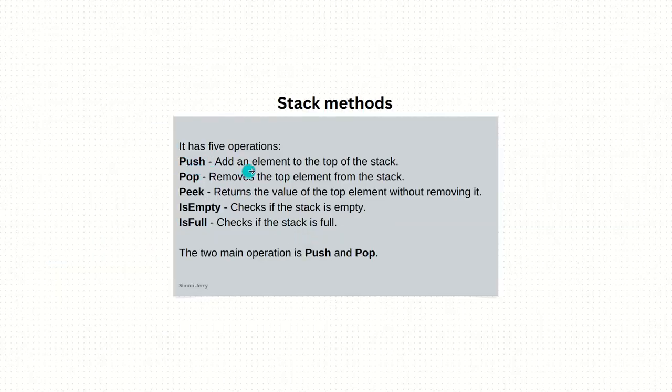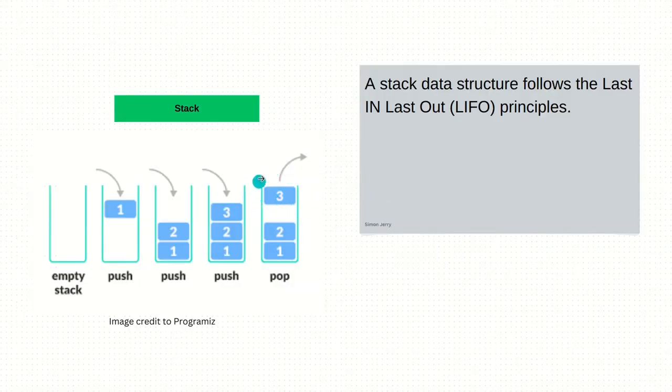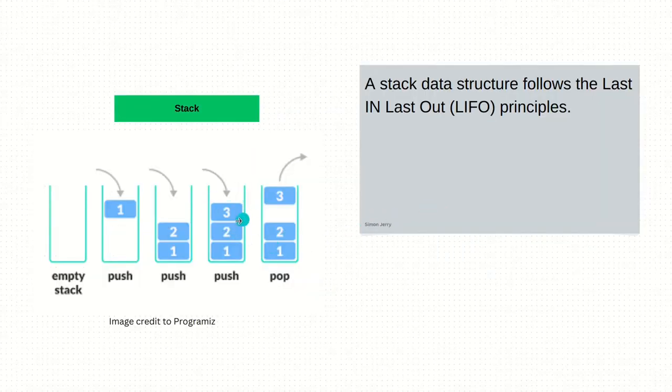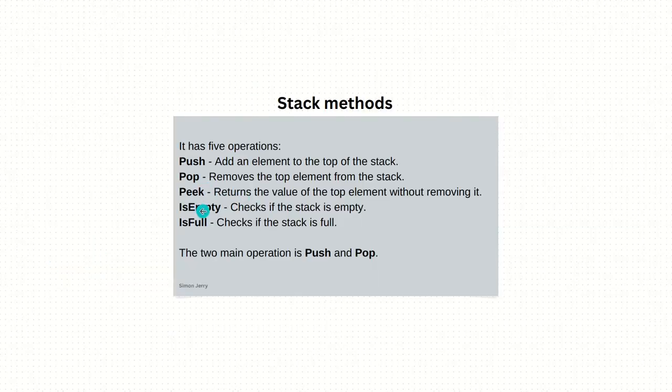The push adds an element to the top of the stack, just as you've seen here. The pop removes the top element from the stack. You can see that here. You can see it removed the top element from the stack. The peek returns the value of the top element without removing it. So it means give me the top element without removing it from the stack. Is empty checks if the stack is empty. Is full also checks if the stack is full.